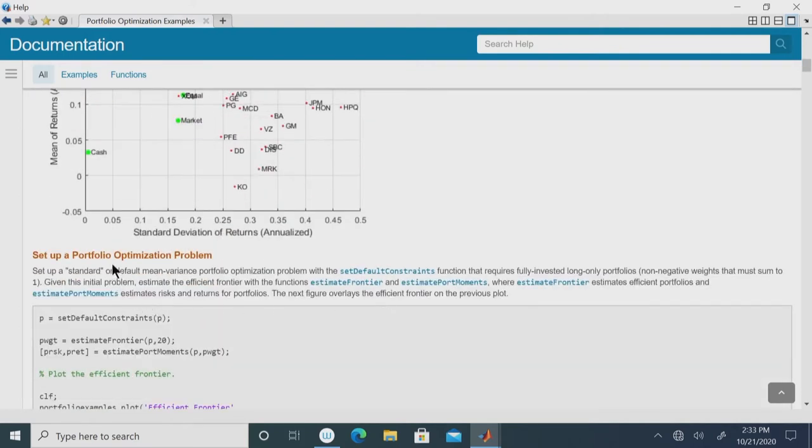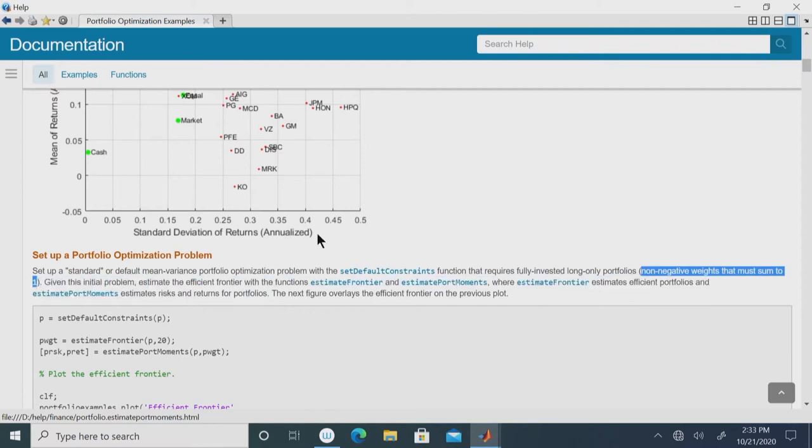So, this is the basic plot that we have for this database of blue chip stock. Now, we need to set up this optimization problem one by one and then solve for those. So, we set up a mean variance portfolio optimization problem, and default constraints are set up for that. By default constraints, it means that of course, you will have the sum of the weights being equal to 1, and in addition to that, you are not allowed any short selling. That means your weights must all be greater than or equal to 0.